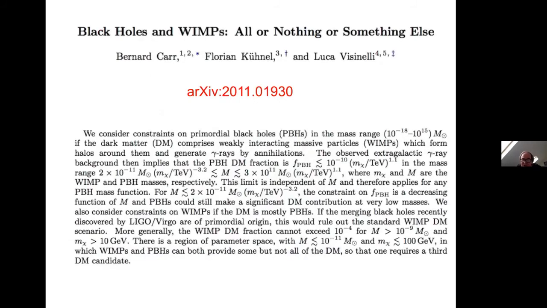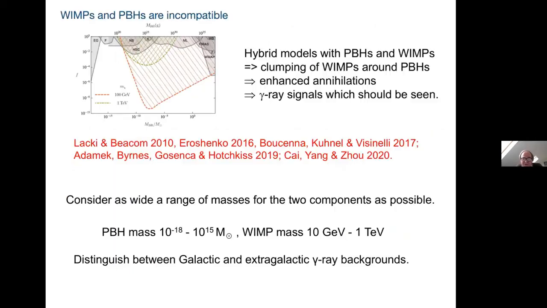But the second paper was to do with more conventional black holes. This is our paper, Black Holes and WIMPs, All or Nothing or Something Else. And this is a well-known problem. WIMPs and PBHs are not compatible. I think Kristen Burns talked about this. The reason is that if most of the dark matter is in WIMPs, they will clump around the black holes and produce gamma rays, which basically excludes having many black holes. So this is the excluded region.